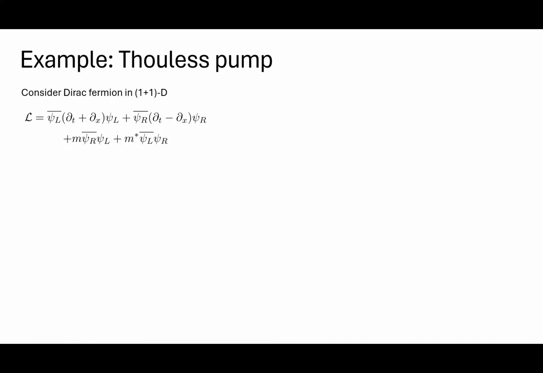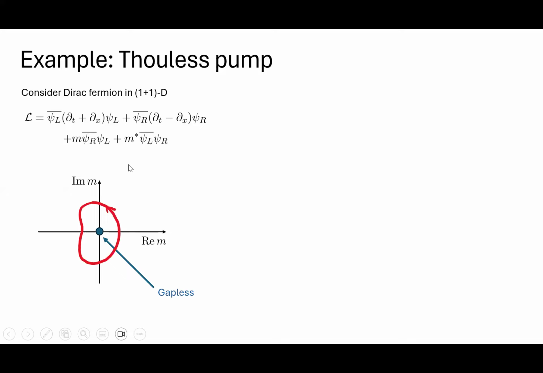The mass term you can treat as a parameter, and because it's a complex mass, it has two real parameters, the real and imaginary part. We know that at the point where the mass is zero, the system is gapless, otherwise it's gapped. And indeed, if you wind around this gapless point, there's some kind of non-trivial winding associated with that. And so how do you probe that?